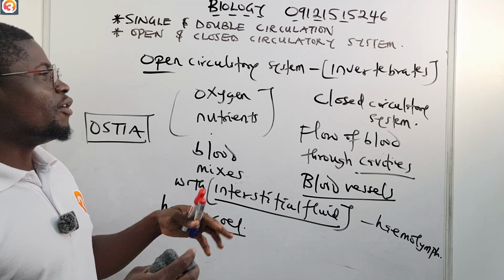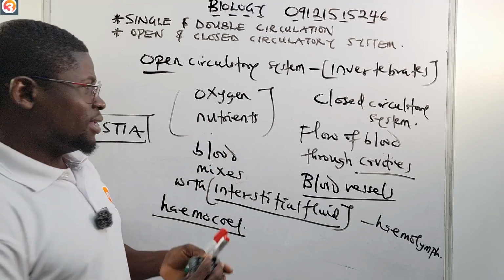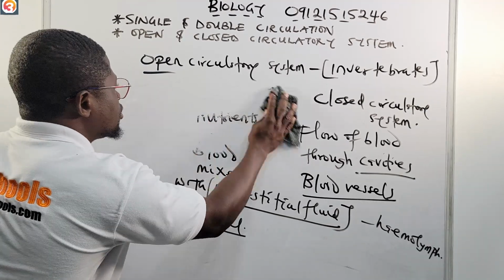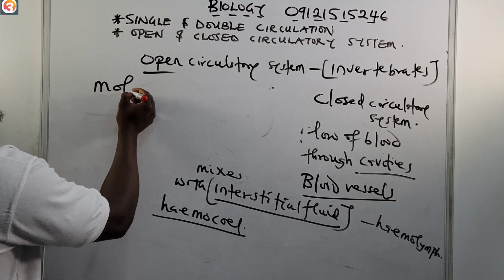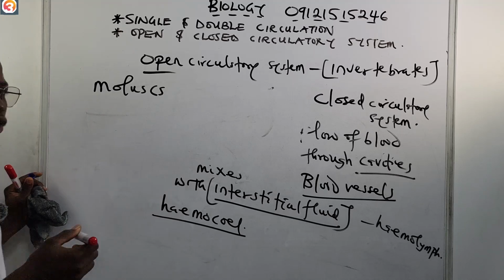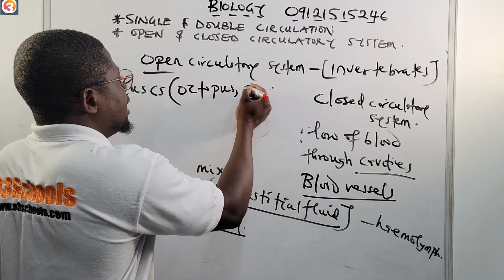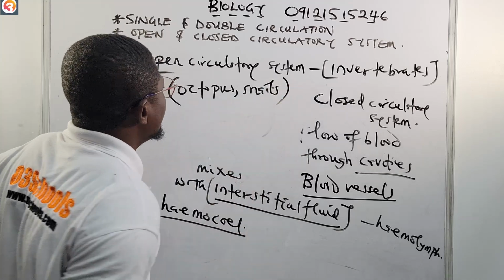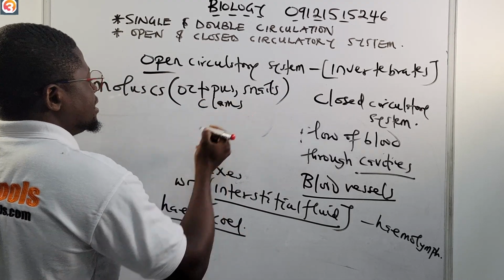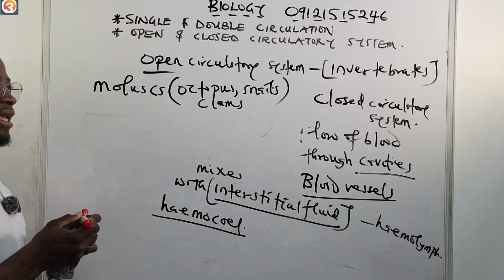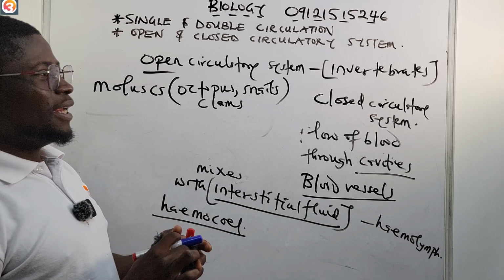Examples of organisms that have an open circulatory system are, of course, the mollusks. You know what mollusks are, right? Examples are octopus, snails, and clams. These are mollusks, examples of organisms that have an open circulatory system.